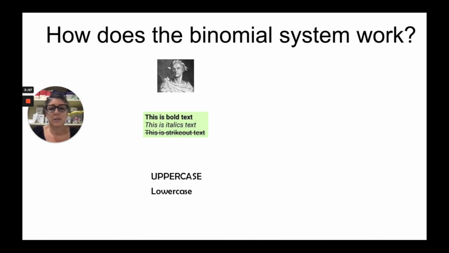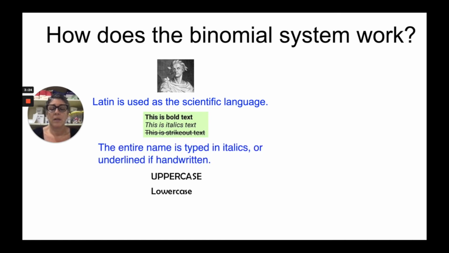So how does this system work? Well, first of all, Latin is going to be used as the scientific language. This is because Latin is considered a dead language. It's no longer spoken, and so therefore no new words are being created in the language. The entire name is written in or typed in italics, or if you are handwriting it, then you would underline both of the names to indicate that it is the scientific name.